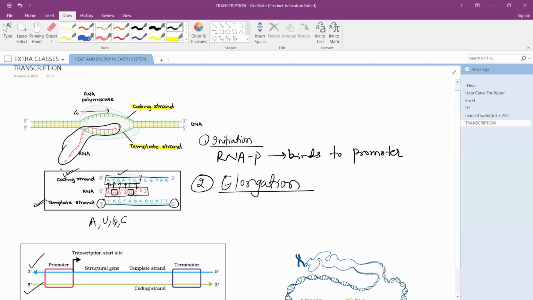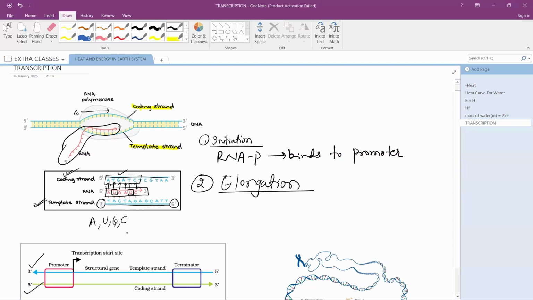This strand is called the primary transcript. During the elongation process, the mRNA which gets synthesized is first known as the primary transcript. Then there is a third step, called termination.